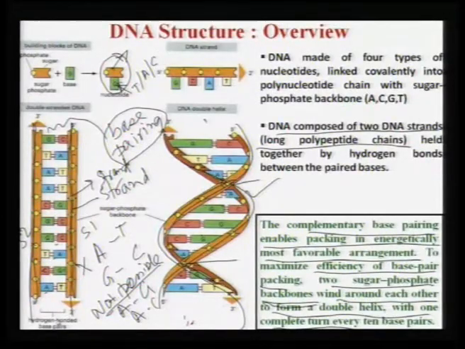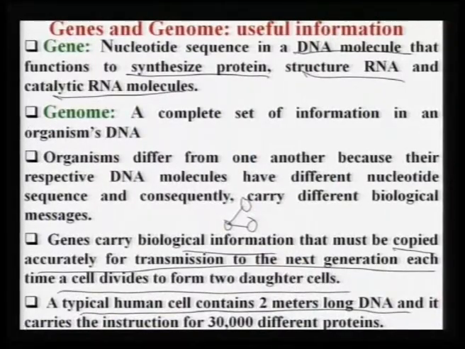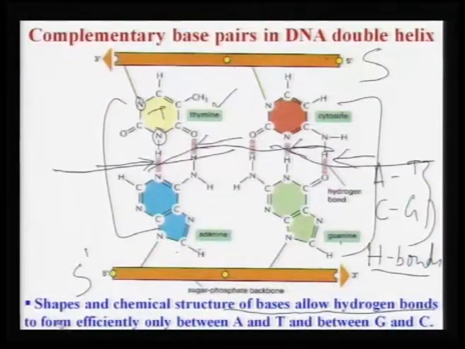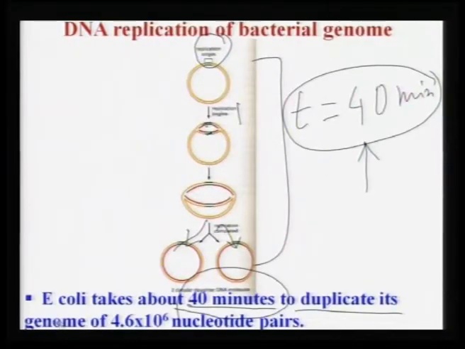You can squeeze it, but if you stretch it and put it all together, you will find that it is a kind of 2 meter long DNA structure. And how many nucleotides and how many different proteins does it have? It has almost 30,000 different proteins that it carries the instructions for. Now, let us see how this DNA can form the proteins.